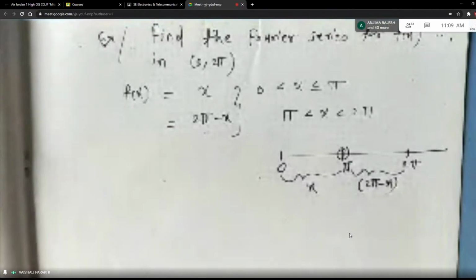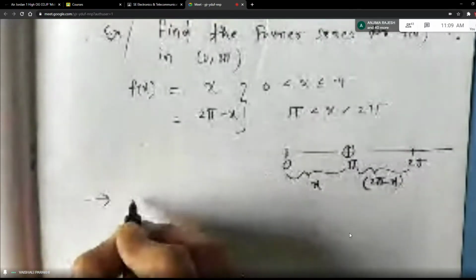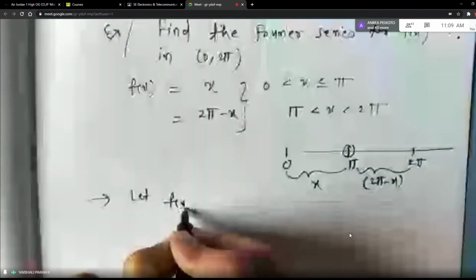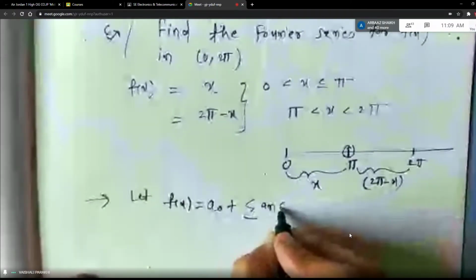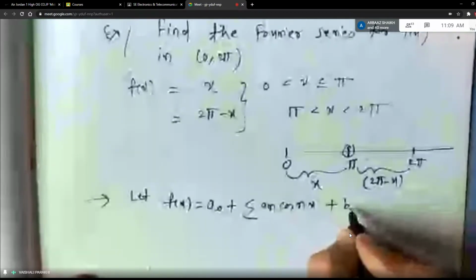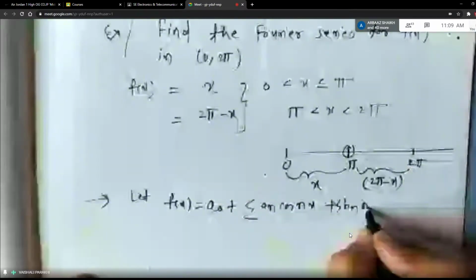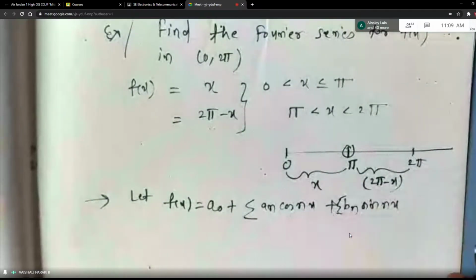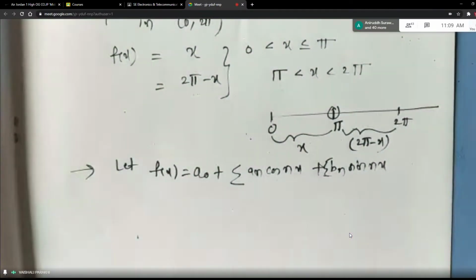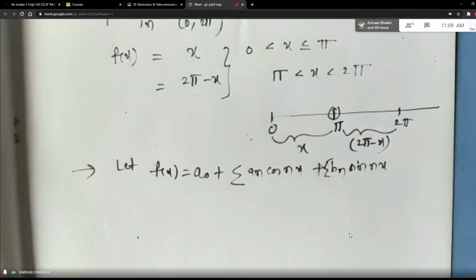Now let us start. First write your Fourier series. Let f of x be a naught plus summation an cos nx plus summation bn sin nx. And this is your main Fourier series, right? Main Fourier series formula. Now once you write this formula, the next thing is to find Euler's coefficients, Fourier coefficients, which are a naught, an and bn, one by one.